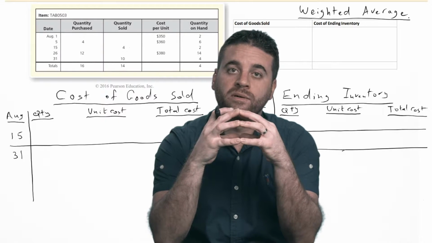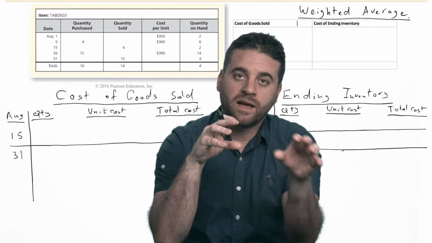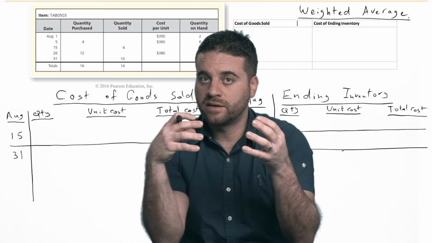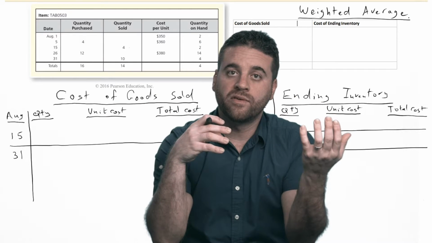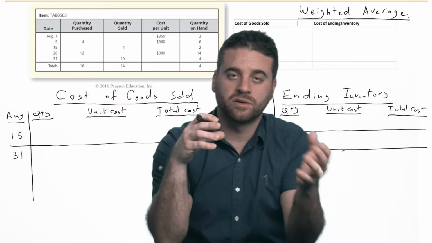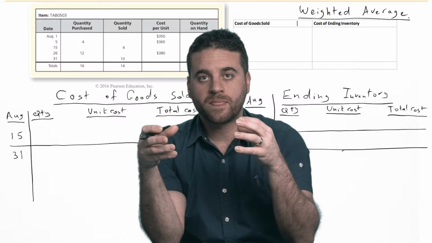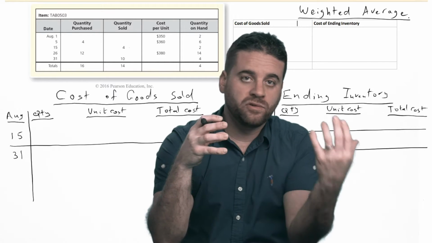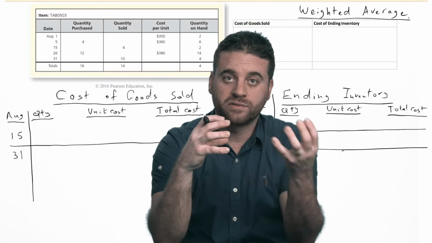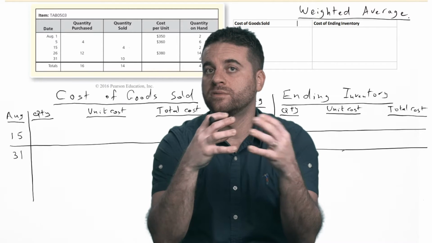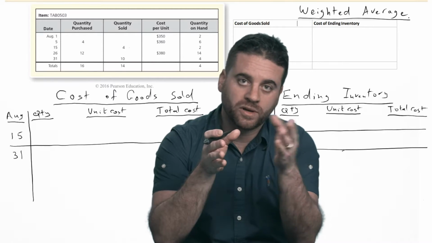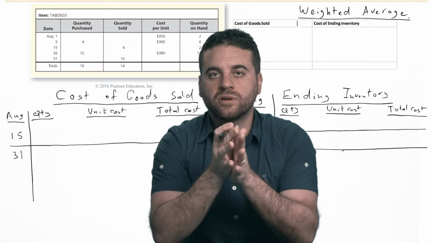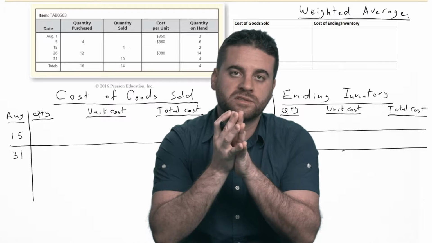If you use FIFO, you will give less to the cost of goods sold and more to the leftover, which is the ending inventory. But if you do LIFO, you will give more to the cost of goods sold and less to the ending inventory. But again, the total will always be the same. Either you do FIFO or LIFO or weighted average, the total of cost of goods sold plus ending inventory is the same. Okay? So what will change is how you want to split it between cost of goods sold and ending inventory.